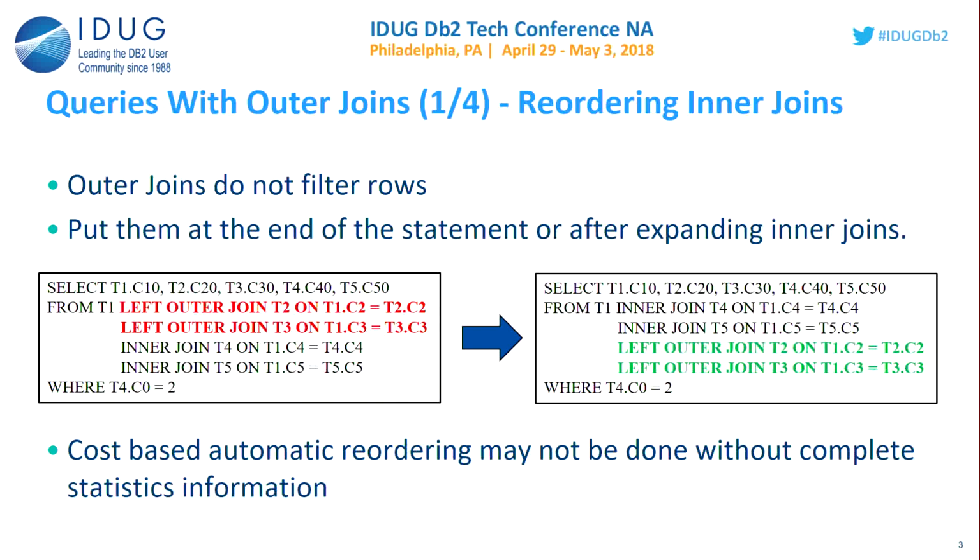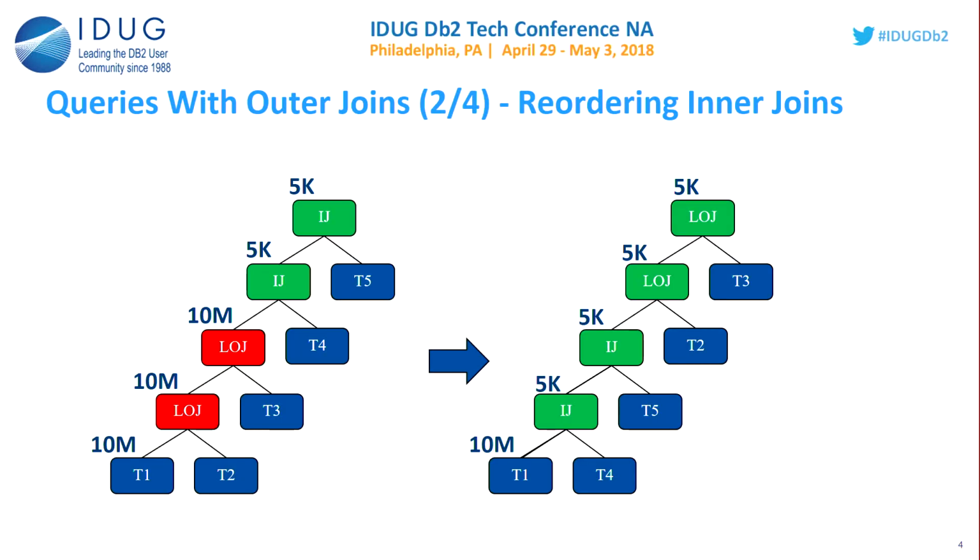It's a cost-based rewrite, and often what happens is either the statistics are not up to date, or we don't have the right column group statistics, the right information to make that decision to push the inner joins before the outer joins. In that case, we'll structure the plan as it was written. So you can see here, we have 10 million rows coming from T1.